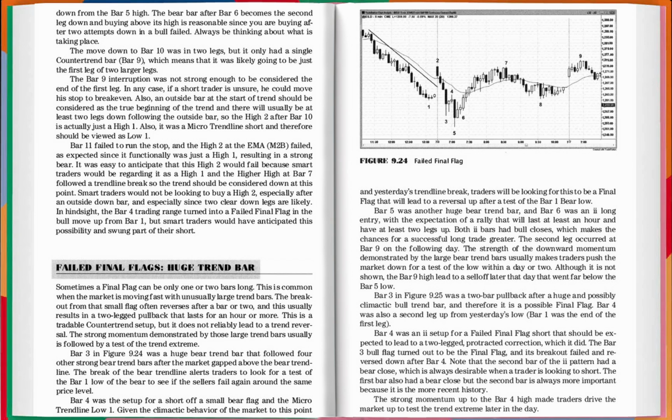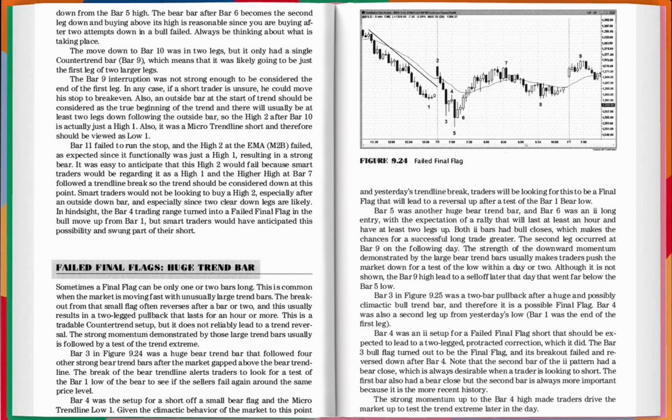Also, an outside bar at the start of a trend should be considered as the true beginning of the trend, and there will usually be at least 2 legs down following the outside bar, so the high 2 after bar 10 is actually just a high 1. Also, it was a micro trendline short and therefore should be viewed as low 1. Bar 11 failed to run the stop, and the high 2 at the EMA failed, as expected since it functionally was just a high 1, resulting in a strong bear.